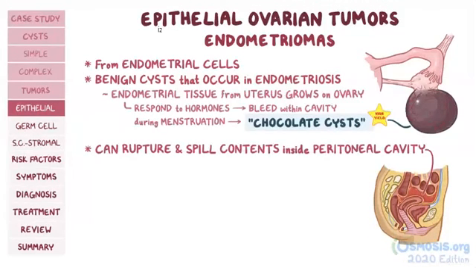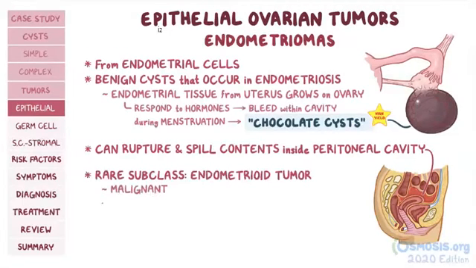Another commonly tested fact is that there's a very rare subclass of endometriomas, the endometrioid tumor, which is malignant and composed of endometrial-like glands.